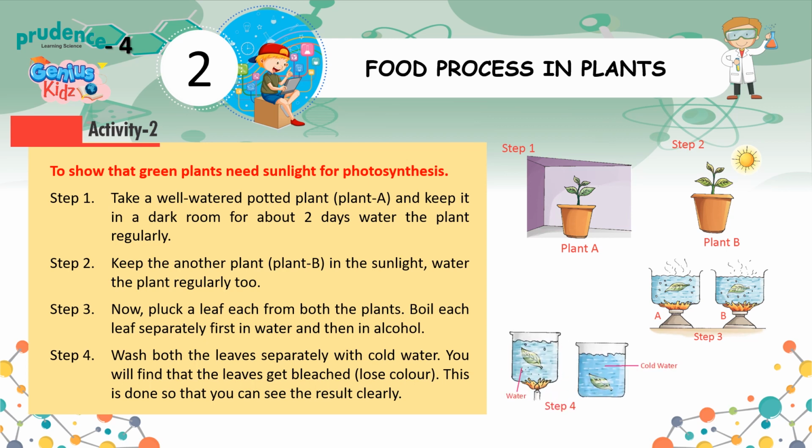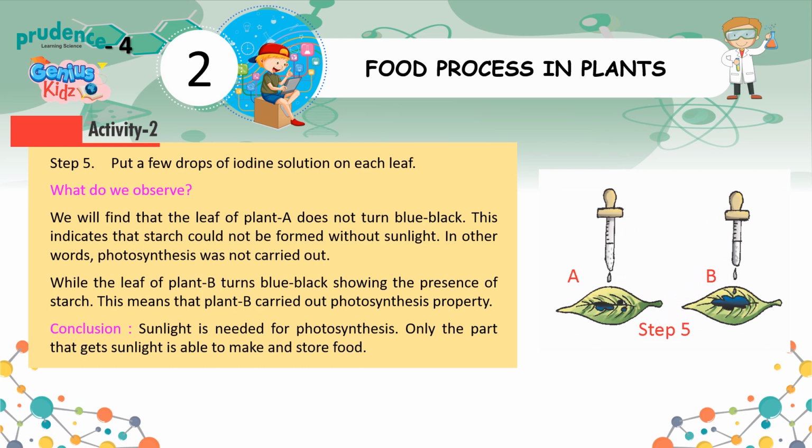Step 4. Wash both the leaves separately with cold water. You will find that the leaves get bleached, lose color. This is done so that you can see the result clearly. Step 5. Put a few drops of iodine solution on each leaf.